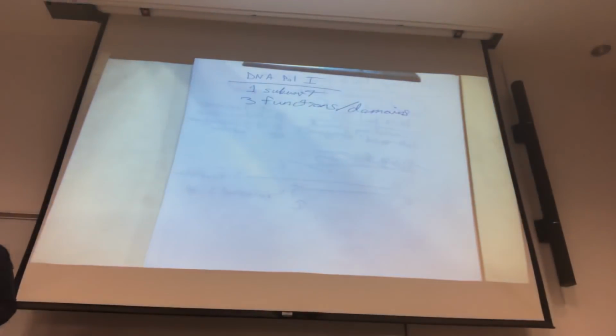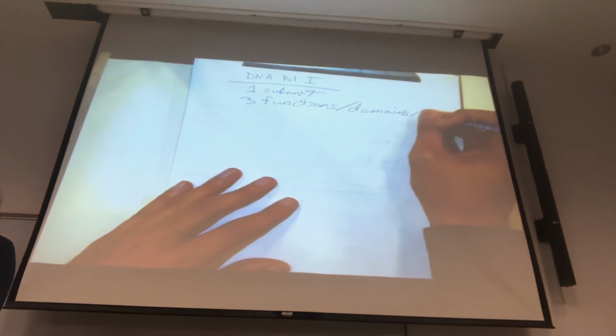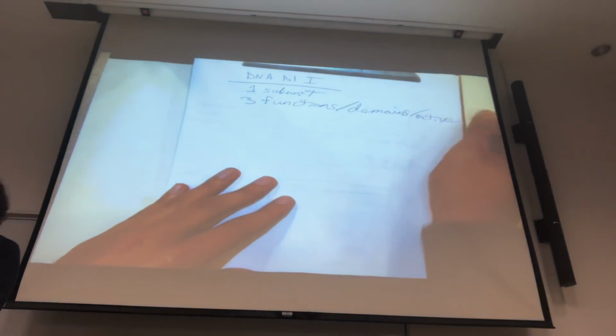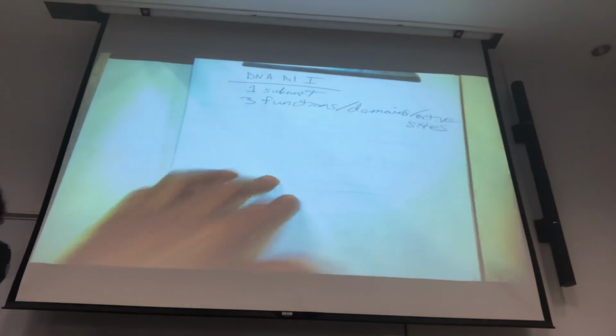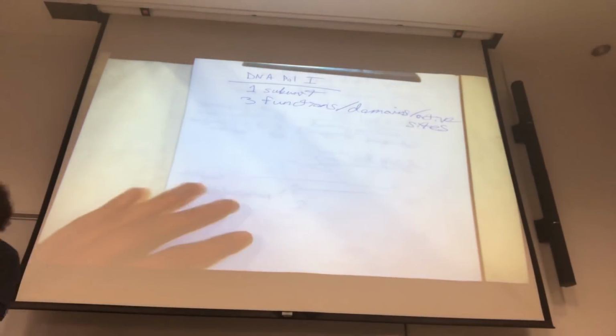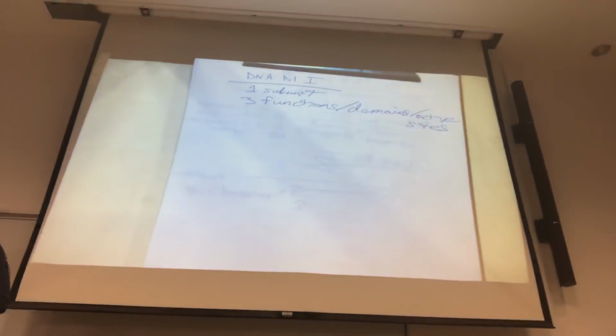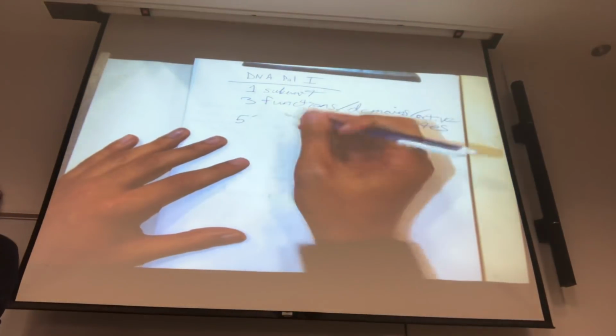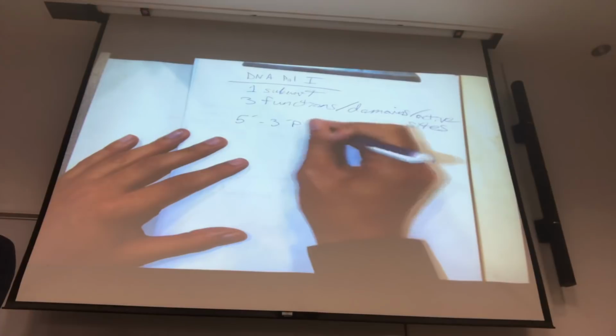Or active sites also works here. Activities, active sites, it all means the same thing. Active sites are where things will go to. All right, what those 3 functions are, we know 2 of them already. 5' to 3' polymerase.